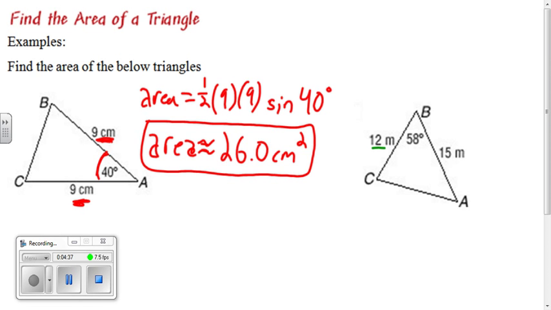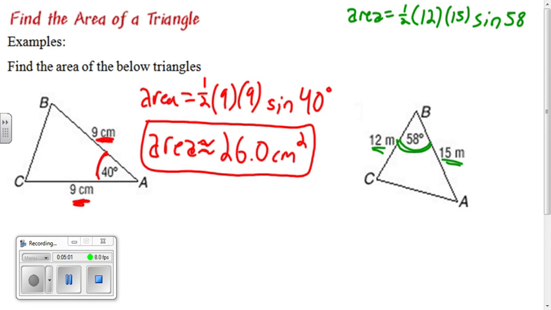We have 12 meters, 15 meters, and the angle in between them is 58, so we'd say area equals 1/2 times 12, which came from here, times 15, which came from here, times sine of 58 degrees, which was our angle.